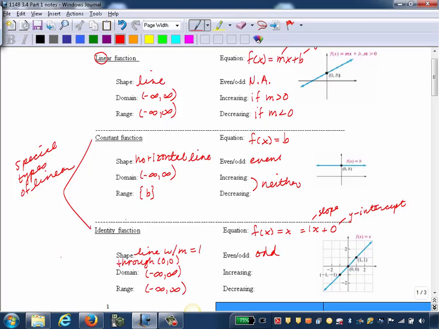And we can see that it's increasing everywhere we go. If we start with our pencil all the way left, everywhere we go it's increasing, because it has that positive slope of 1. So it's increasing everywhere it exists, which is everywhere from negative infinity to infinity. So it's decreasing nowhere.